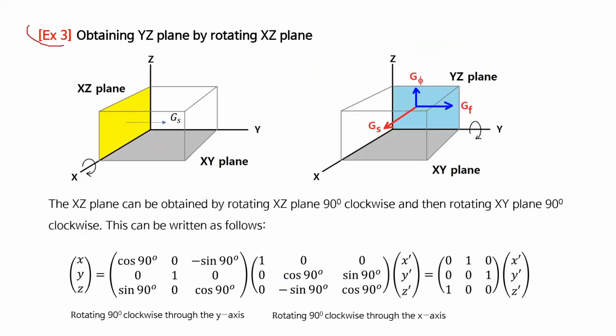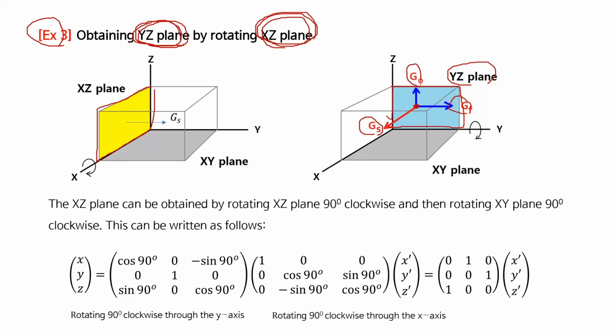Now, the final example. Let's obtain the YZ image plane. So the final one is this blue plane, starting from the XY plane, this yellow plane. We already have the slice selection gradient in this direction if the image plane is the YZ plane, you already know, okay? And G phi and GF should be in this direction.